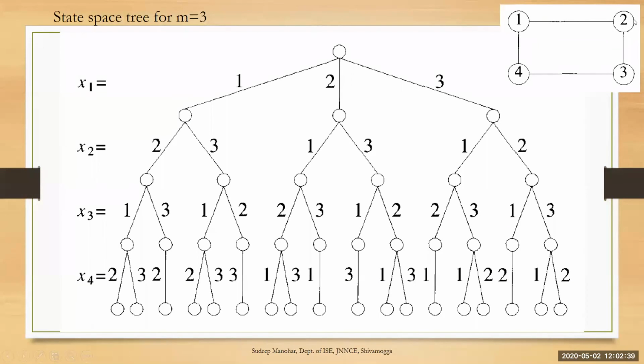Increment the color. Color becomes 2. Now see if there is any adjacent vertex having color number 2. Vertex 1's color is 1. Vertex number 3's color is 0. That means vertex 2 can be colored with color number 2. Okay, next. Come to the next vertex, next level.